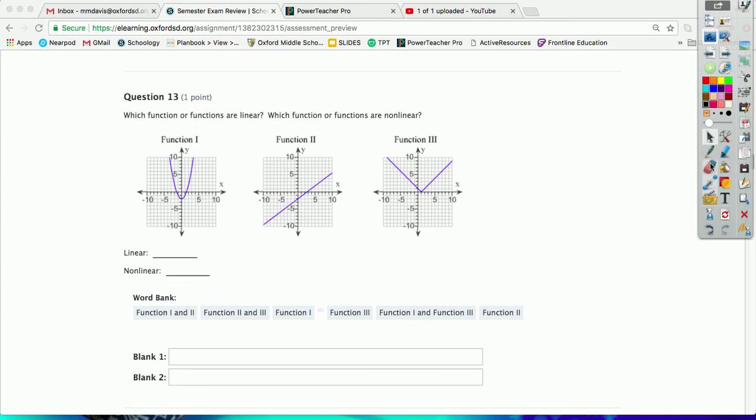Question number 13 is asking which of these is a linear function and a nonlinear. So linear means it's a straight line the entire time. So linear should have just been function 2. Nonlinear was function 1 and function 3, because they're all functions that come from doing the vertical line test. Just 1 and 3 were not linear and 2 was.